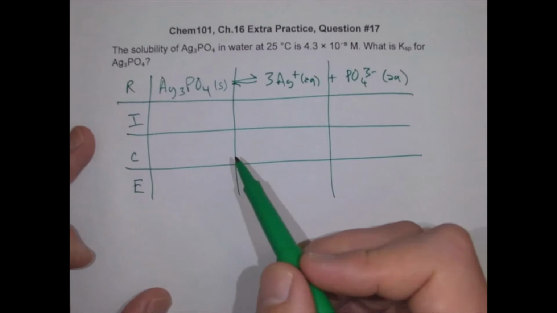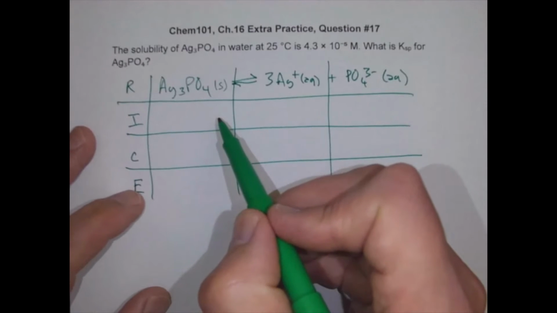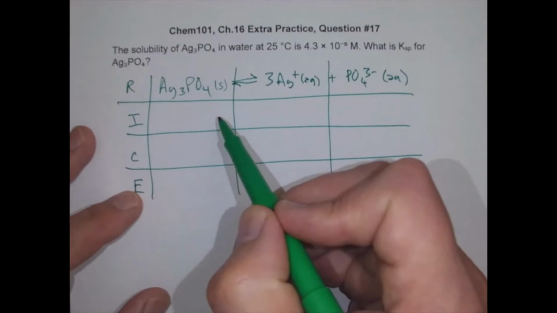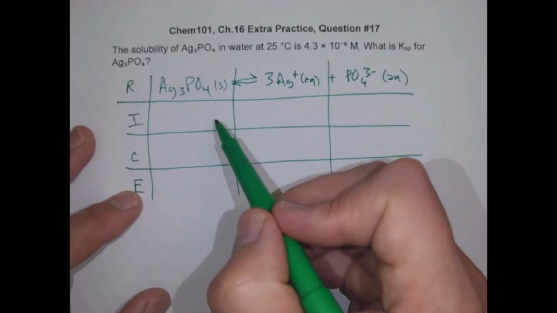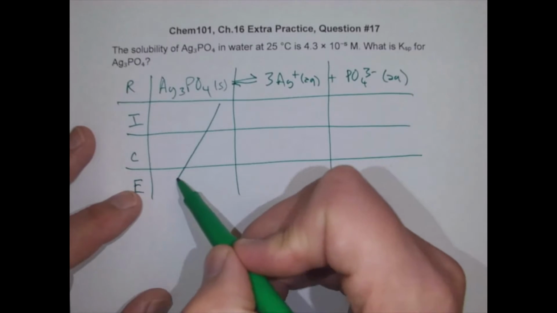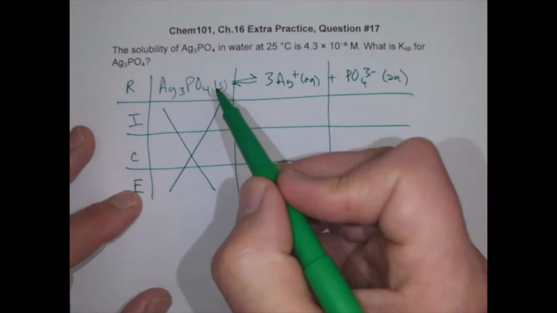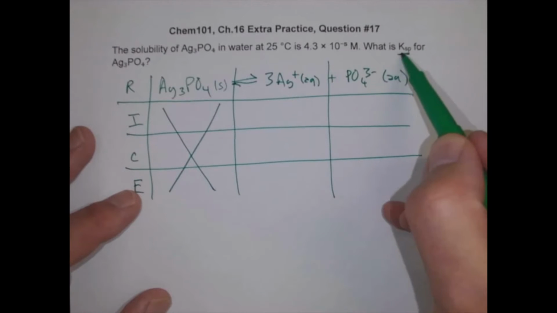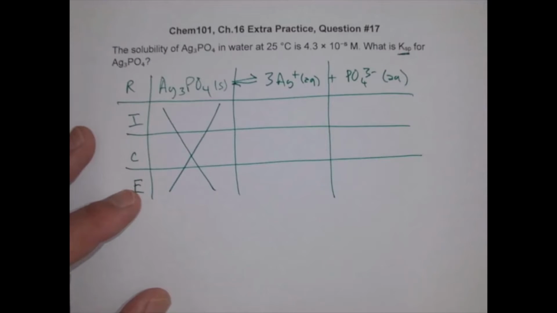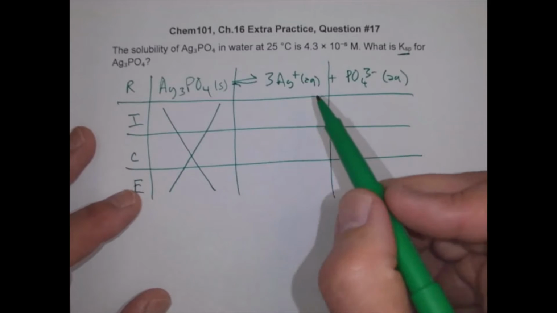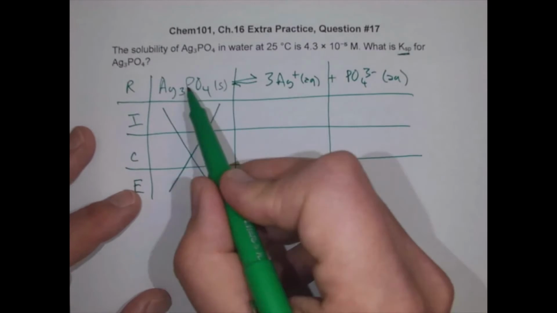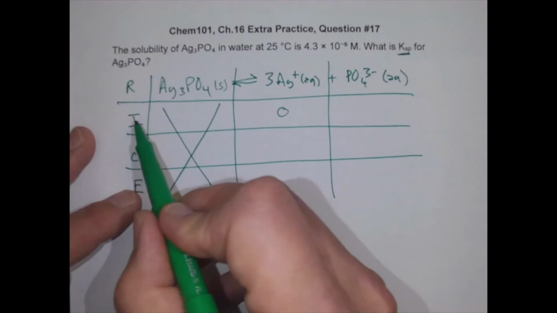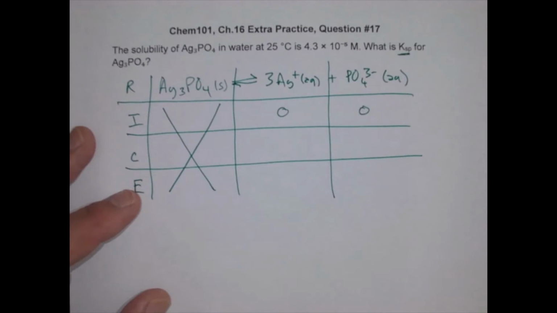Every compound gets a column. And just like we did with water when we dealt with RICE tables for acids and bases, because it was a pure liquid, we just X'd it out. Well, we're going to do the same thing with the silver phosphate because it's a solid and it's not included in the expression for the equilibrium constant. And the Ksp is the equilibrium constant for these solubility problems. And so initially, at the moment before any of this starts to dissolve, we have 0 amount of that and 0 amount of that.